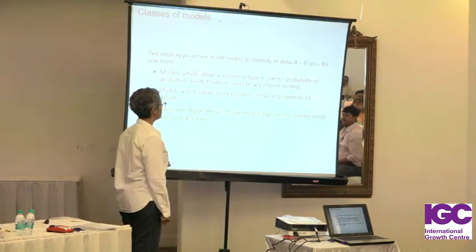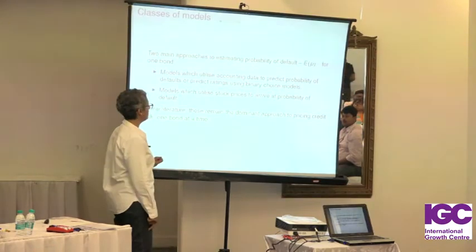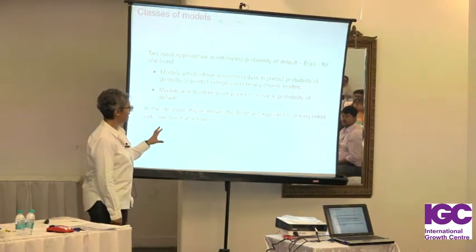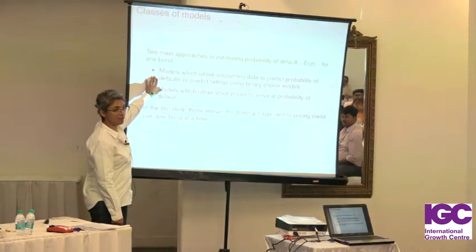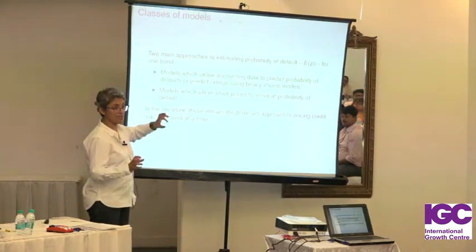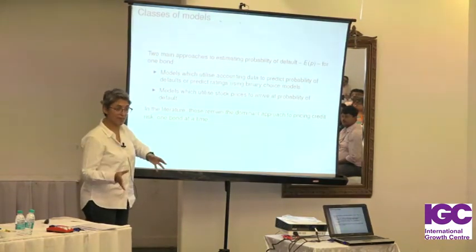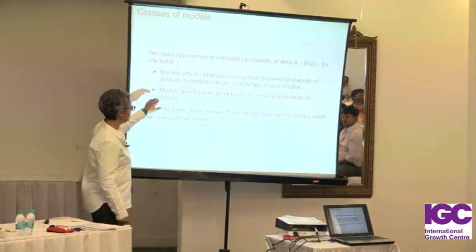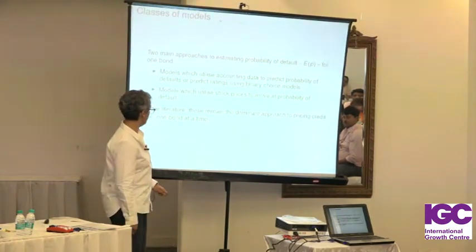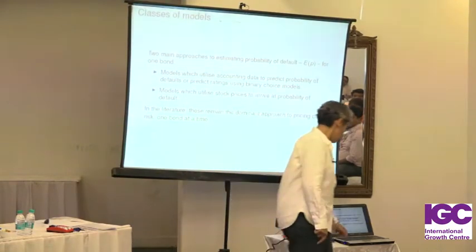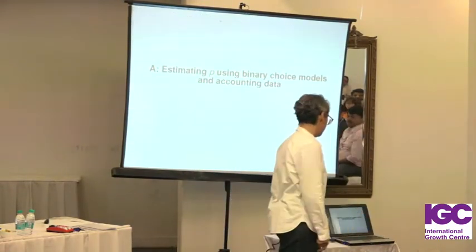The second is models which use stock prices to arrive at probability of default. And I think the emphasis is that here we talked about these being structural models. This is the Merton model. This is the more empirical or the accounting data model. So it's the same P that we are trying to get a handle on, but we are using both different data as well as a different approach. So these remain the dominant approaches.